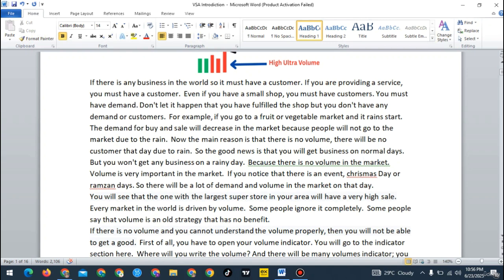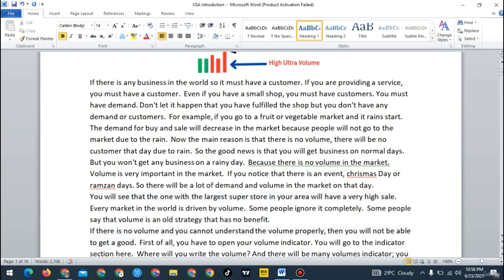Okay, got it? So there will be no customer that day due to rain. The good news is that you will get business on a normal day, but you won't get any business on a rainy day because there is no volume in the market. There is no customer. There is no demand. So volume is very important in the market.